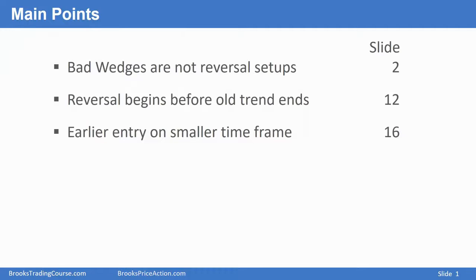I want to begin by making the point that a bad wedge is not a reversal setup. It's not going to lead to a reversal. Next, very often when you have a wedge, the reversal trend, the opposite trend, begins before the old trend ends. If you go from a bull trend to a bear trend, or a bear trend to a bull trend, there's usually a transition during which time both trends are in existence. Finally, you can often enter earlier on a smaller time frame chart, although most traders should stay with just one chart and not look at other charts.